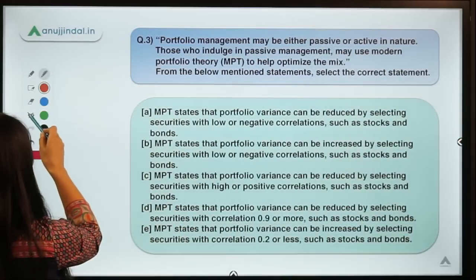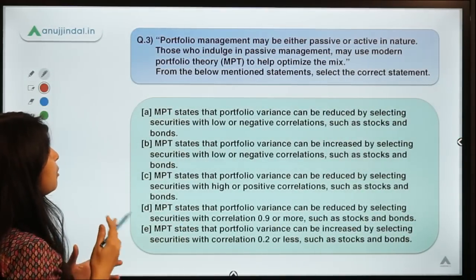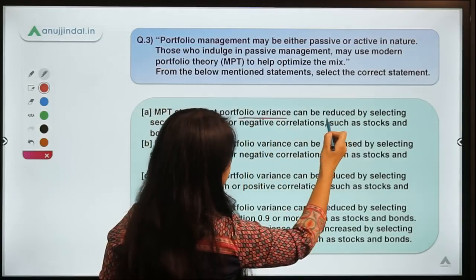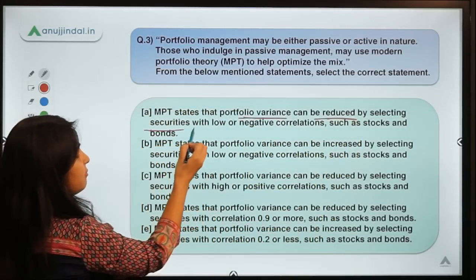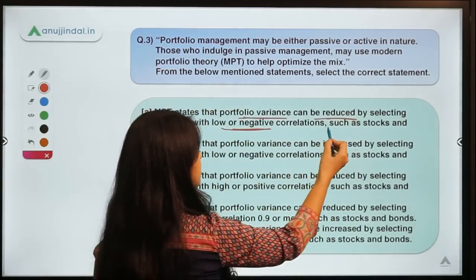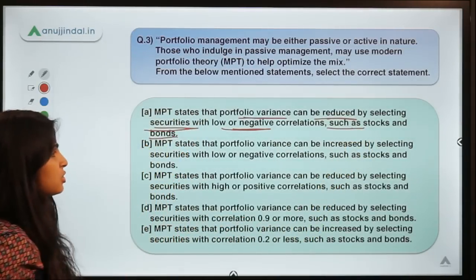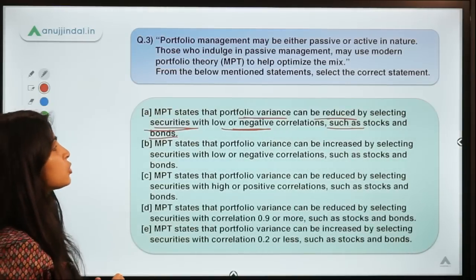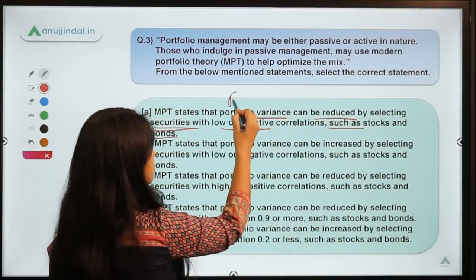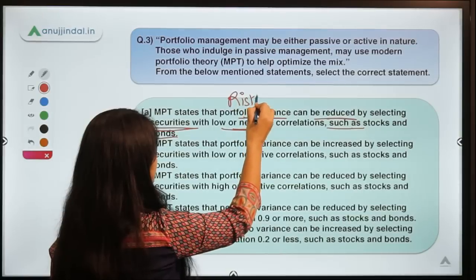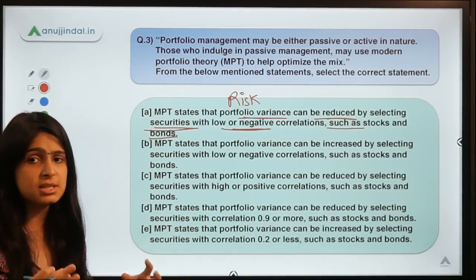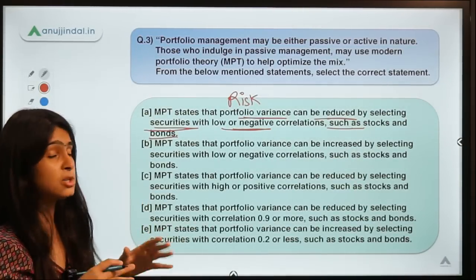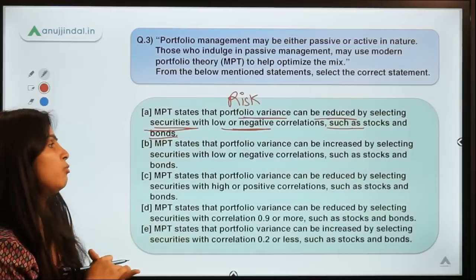A means, what is the meaning of modern portfolio theory? This theory states that portfolio variance can be reduced by selecting securities with low or negative correlation, such as stocks and bonds. So guys, we'll try to disintegrate this statement so that it is easier to understand. First of all, portfolio variance, what is it? It is a measure of risk. Portfolio managers try to measure how much risk is there in the investment with the help of a measure called portfolio variance. So the higher the variance, the riskier is the investment.